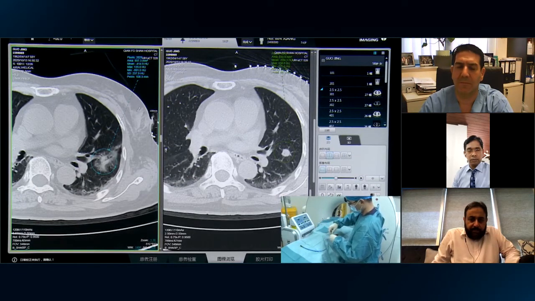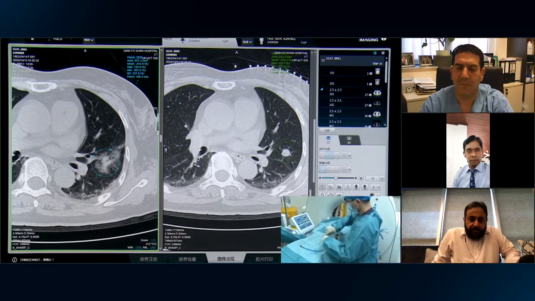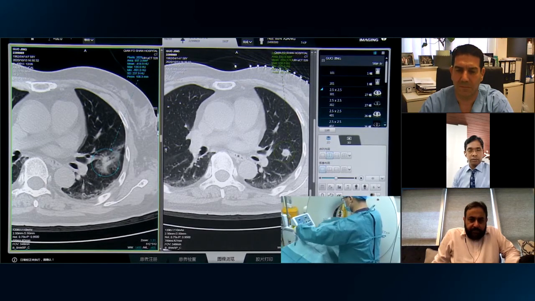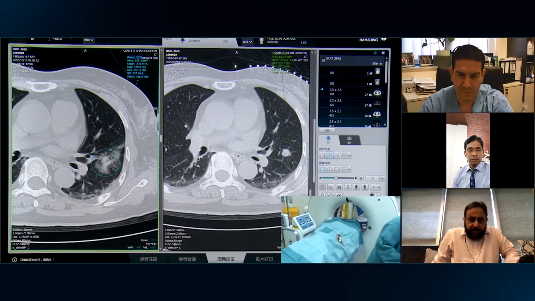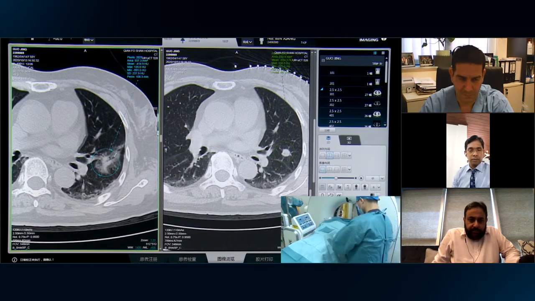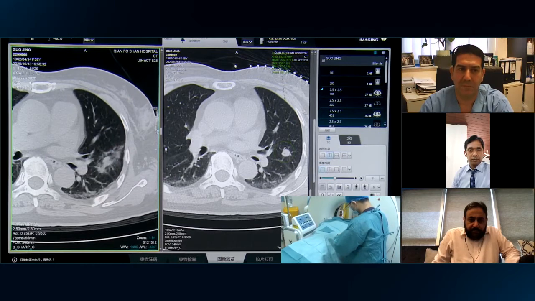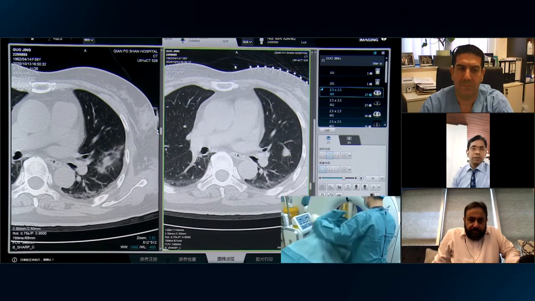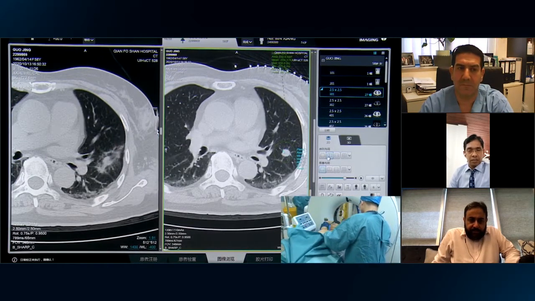I'm sorry, it is kind of loud in my place, so I can't clearly hear your question. Dr. Ye just wants to show you the comparison of the pre-ablation and the CT image immediately after the ablation, post-ablation. Yeah, we can see it clearly. The lesion was ablated.